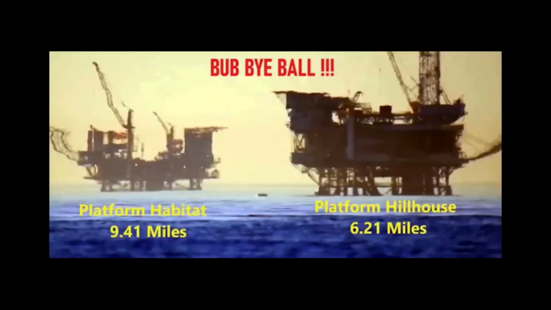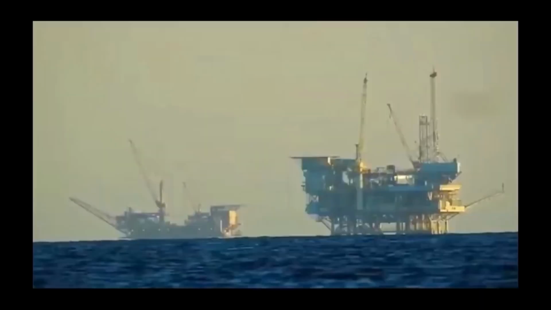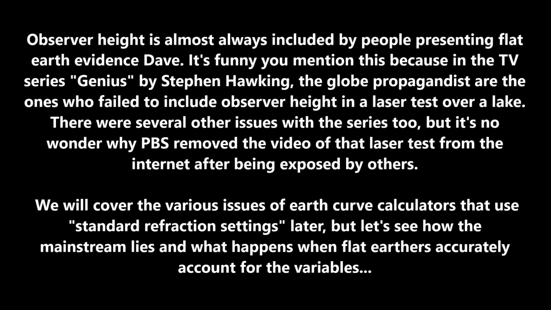Normally because they've missed out some variables such as observer height and or refraction. Observer height is almost always included by people presenting flat Earth evidence, Dave. It's funny you mention this, because in the TV series Genius by Stephen Hawking, the globe propagandists are the ones who failed to include observer height in a laser test over a lake. There were several other issues with the series too, but it's no wonder why PBS removed the video of that laser test from the internet after being exposed by others.